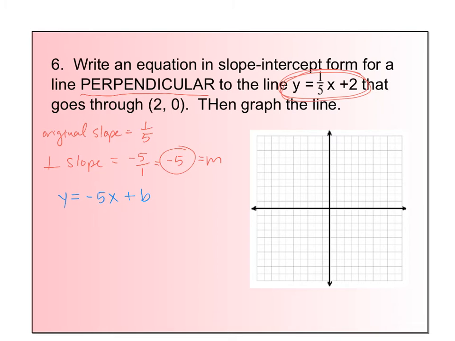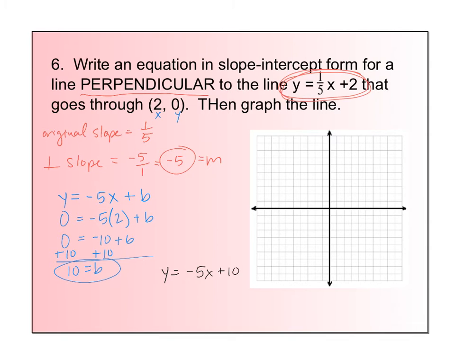So what I think about is x is 2, y is 0. Plug those in. 0 equals negative 5 times 2 plus b. So 0 equals negative 10 plus b. Add 10. 10 equals b. We now have our equation. So the final equation is y equals negative 5x plus 10, and we can graph this.